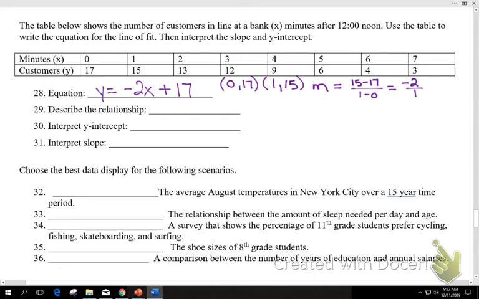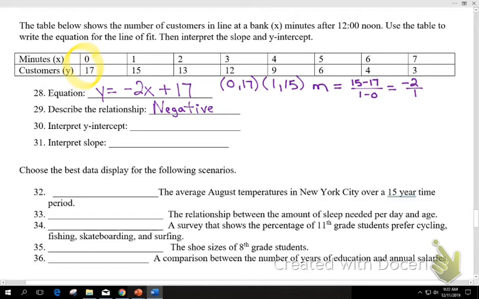Okay? All you have to say is that it's a negative relationship. So the choices will be negative, positive, no relationship, or nonlinear. Okay? All right, so now I need to interpret the Y-intercept. I need to interpret the ordered pair that is the Y-intercept ordered pair. Okay? And just put it into a sentence. Could anybody do that?